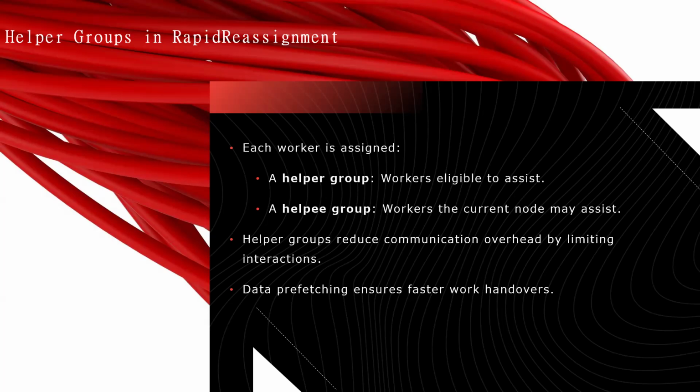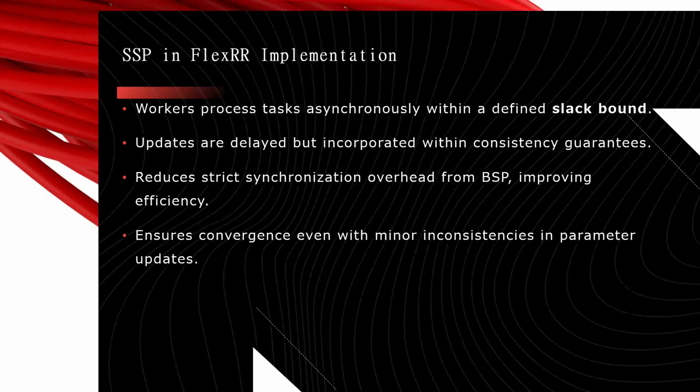Helper groups in rapid reassignment: each worker is assigned work, and helper group workers are eligible to assist, while workers outside the group are not. Helper groups reduce communication overhead by limiting the iterations, and data prefetching ensures faster handovers, so work proceeds faster.